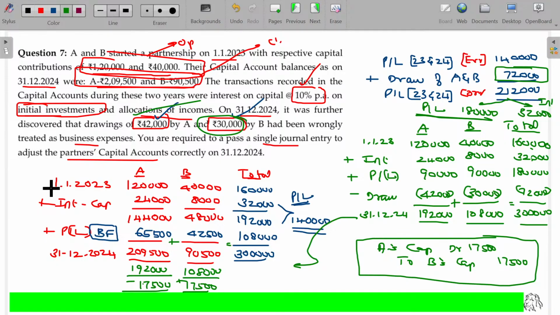So wrong calculation, right calculation, find the difference, and that difference is adjusted. That's all. So in case of rectification of an error entry, how do you pass it? Pass the correct entry, pass the wrong entry. Reverse the wrong entry and combine with the correct entry to get the rectification of error entry. The same happens here. Okay, rectification of errors.